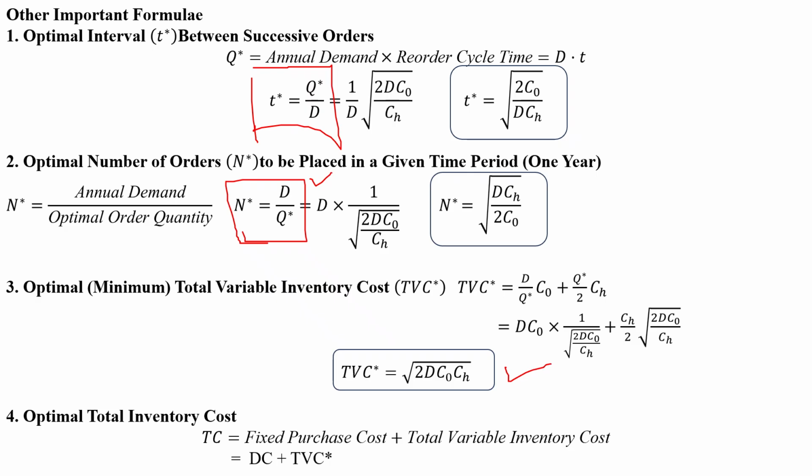And last one is the optimal total inventory cost. In the total inventory cost, we have to include the purchase cost, which is the fixed one. So fixed cost, that is the purchase cost, plus total variable inventory cost.